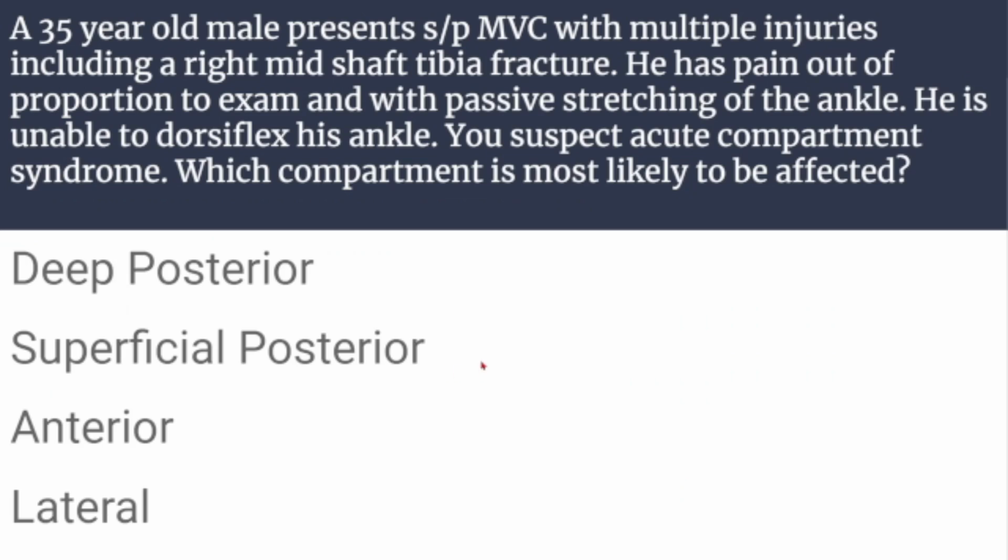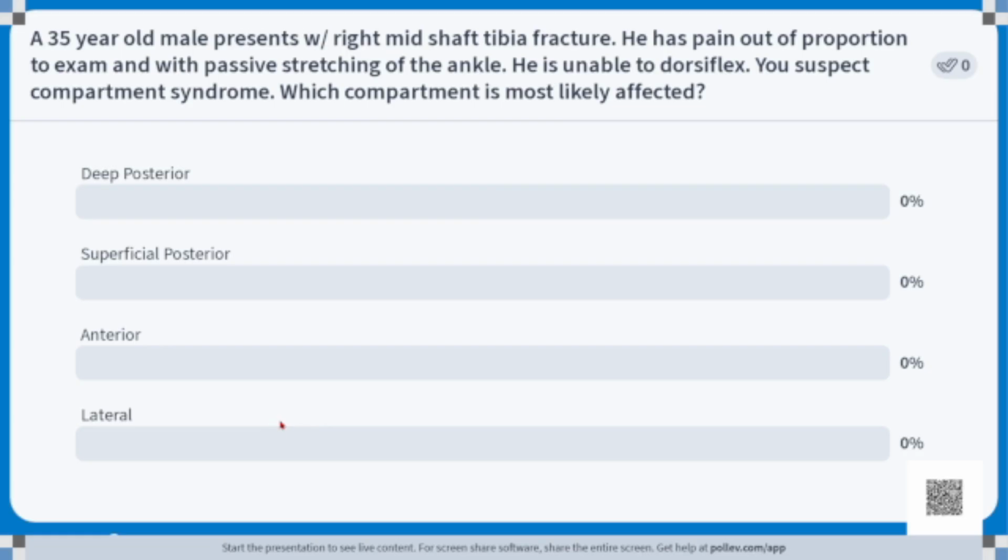A 35-year-old male presents status post motor vehicle crash with multiple injuries, including a right midshaft tibia fracture. He has pain out of proportion to exam and with passive stretching of the ankle. He is unable to dorsiflex his ankle, and you suspect acute compartment syndrome. Which compartment is most likely affected? So the key is that he cannot dorsiflex. The deep and superficial posterior are both responsible for plantar flexion primarily. The lateral is plantar flexion and eversion, and so the anterior is dorsiflexion primarily, and that would be the answer.